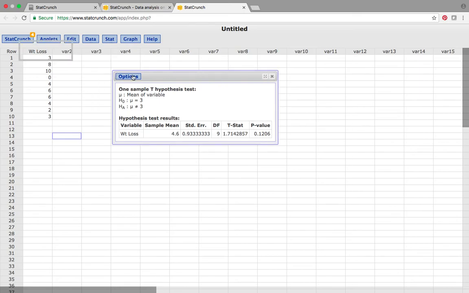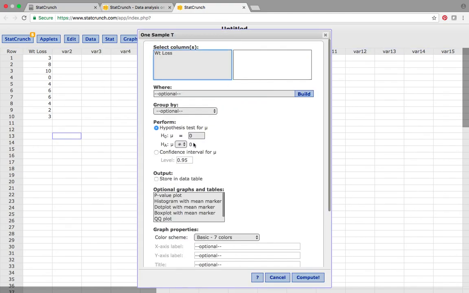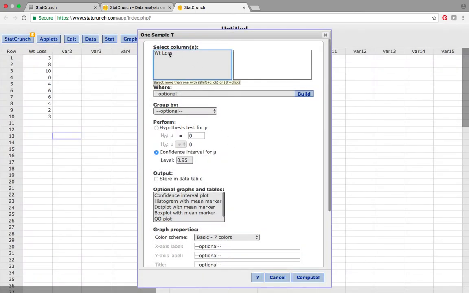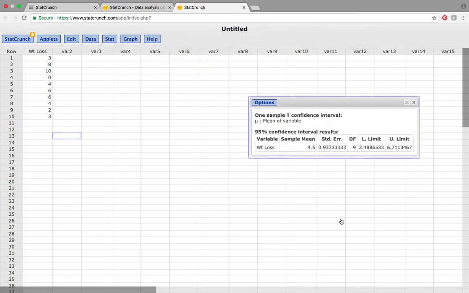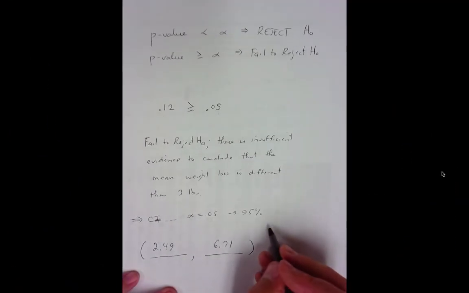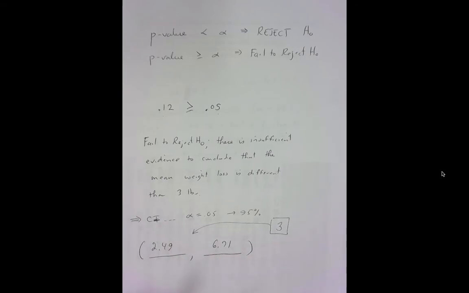So let's work the same way. Go to stat, go to t stat, one sample with data. But guys, this time we're going to come down to our confidence interval. Hit compute. Well, we should tell where the data is, shouldn't we? And our left limit is 2.49. And our right limit is 6.71. Notice that 3 is contained in there, which kind of validates the fact that we did not reject that claim.